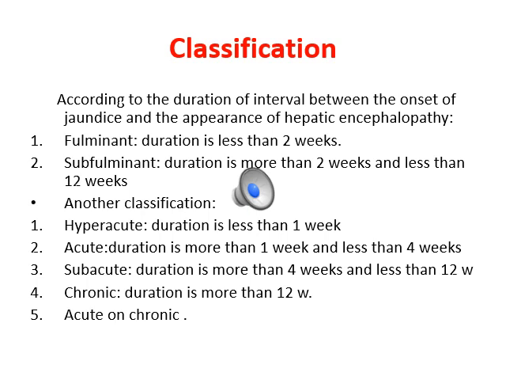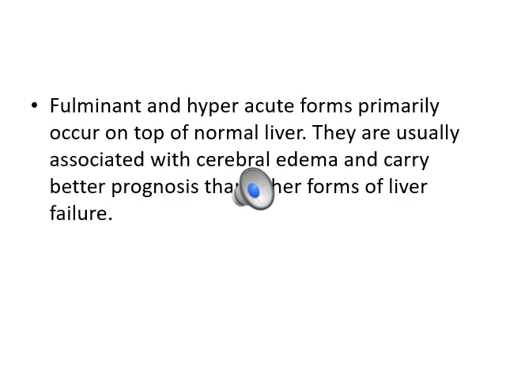Hyperacute, less than 1 week. Acute, from 1 week to 4 weeks. Subacute, from 4 weeks to 12 weeks. Chronic, duration is more than 12 weeks, and acute on chronic, which is manifestations of acute liver failure coming on a background of chronic liver disease, especially cirrhosis. This classification is very important.